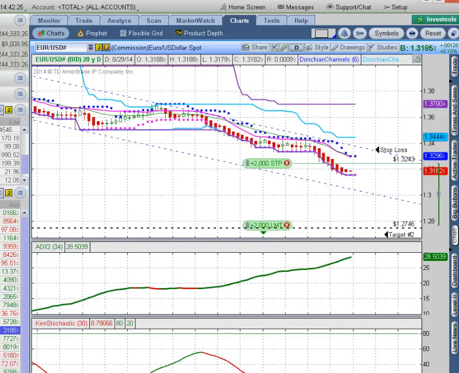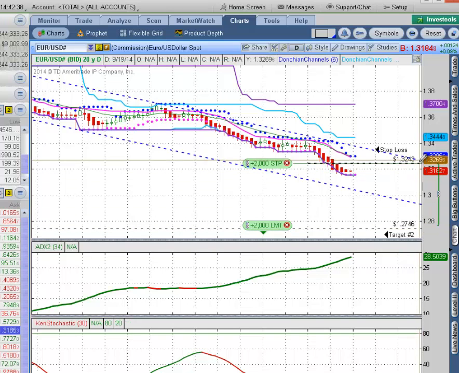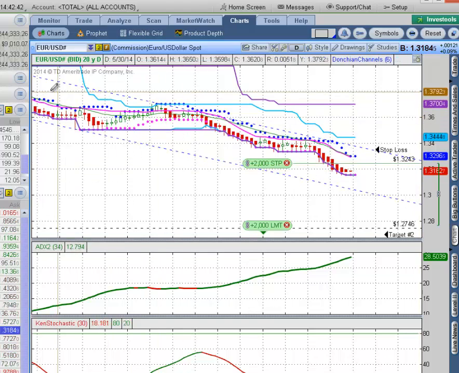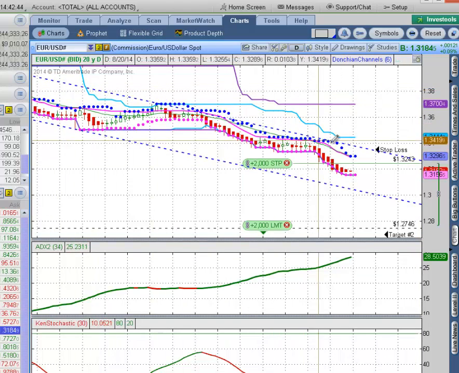Let's now look at some price charts. First, we'll look at the open trade on the Euro US dollar. We are short 2 micros. Target number 2 is 1.2746 and our stop loss is at 1.3243. Price is continuing in the long-term downtrend channel.